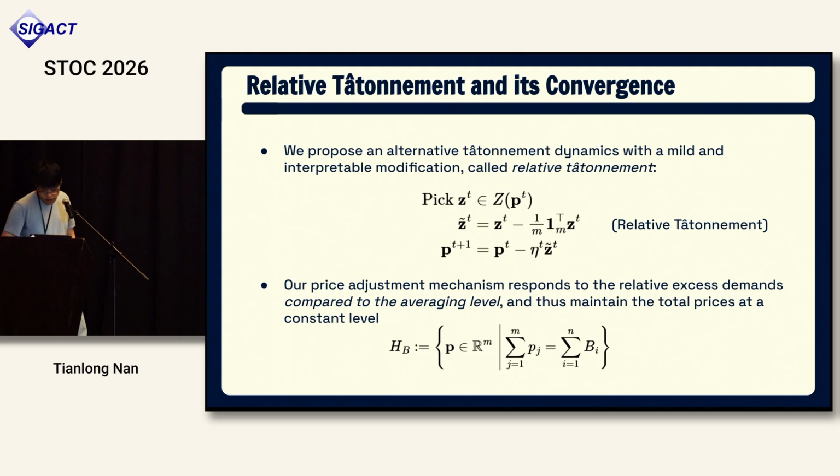We call it relative excess demand, to give some signal to the price to indicate whether it should be increased or decreased. So essentially, we are using relative excess demand compared to the averaging level. And the good part of this is that by doing so, the price level can be maintained at a constant level. In particular, the sum of the prices has to be the sum of the budgets. We denote this price subspace as H_B, and it will be used later.